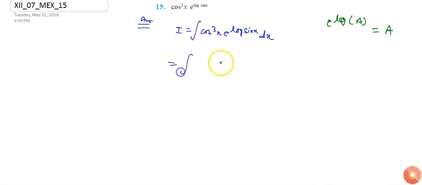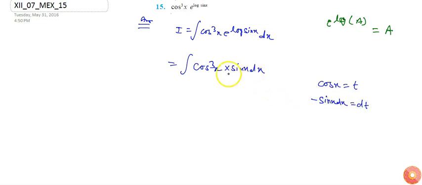So our integration will now be cos cube x sin x dx. Now I can use the substitution method. If I substitute cos x equals t, I'll get minus sin x dx equals dt. We are given sin x dx in the integration, so sin x dx will be minus dt.